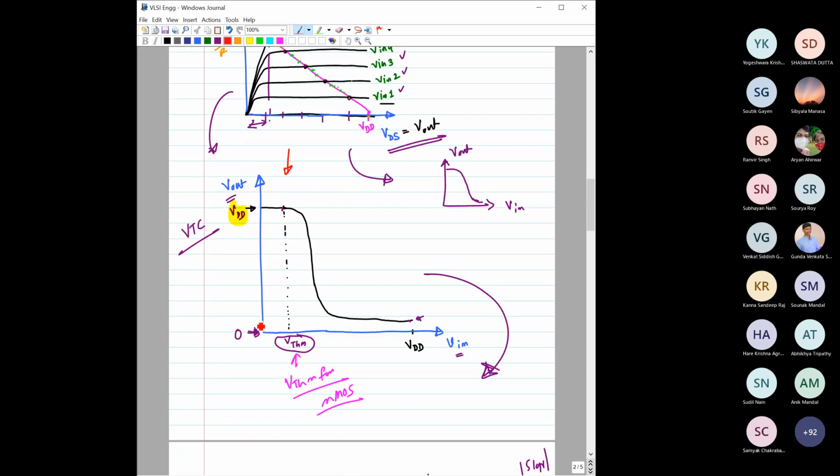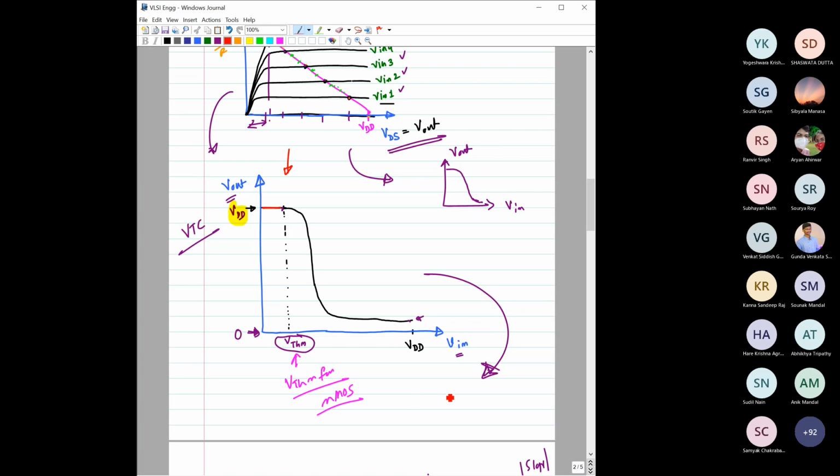Here we also mentioned that up to this point the transistor would be off, so there will be no change in the output voltage. This is VTN, the threshold voltage of this NMOS. So it will be constant. After that it will fall, and fall rapidly, and then it will try to saturate.